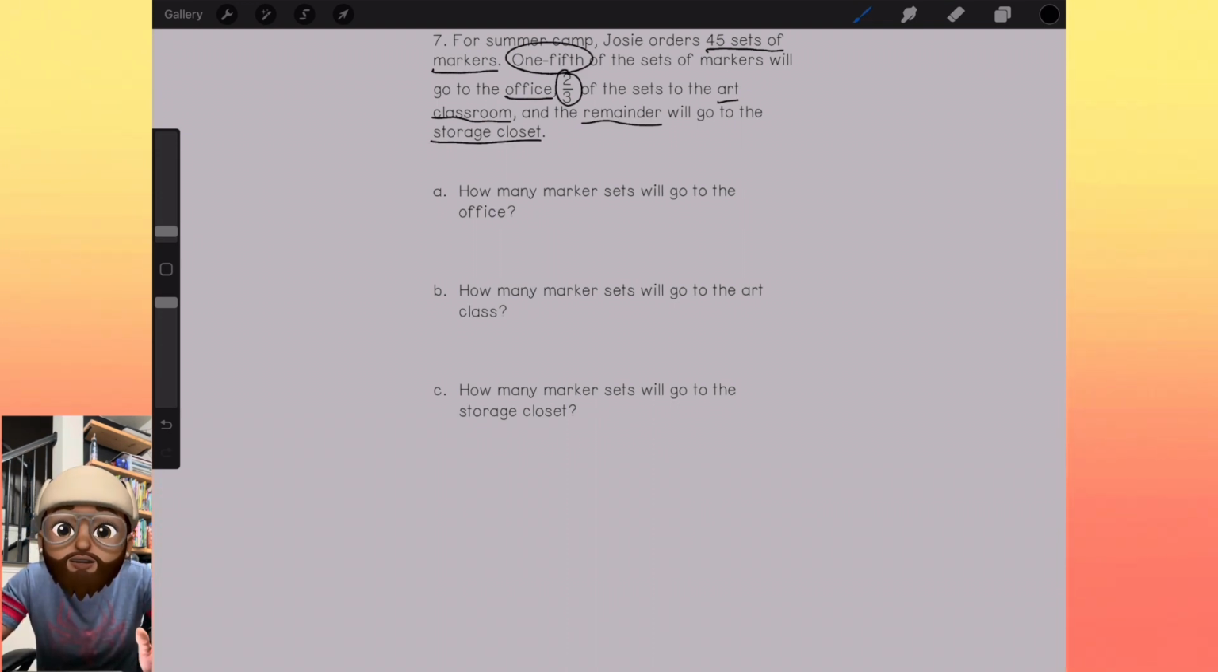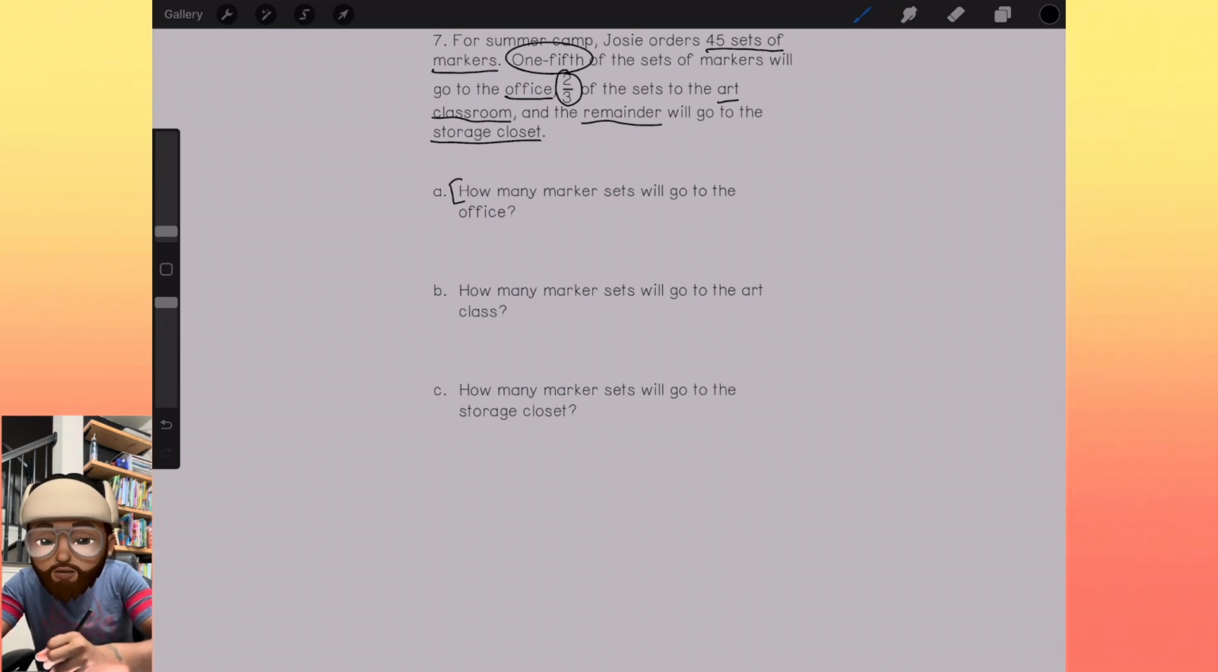Now this one has 3 different questions that it's asking us, and it's broken down in A, B, C. A says, how many markers will go in the office? B says, how many marker sets will go to the art class? And C says, how many marker sets will go to the storage closet?